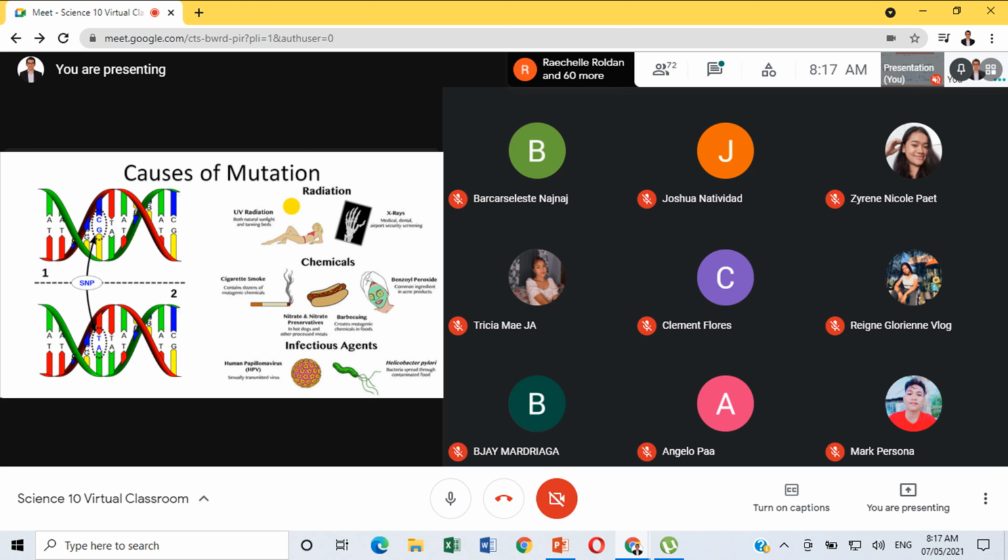Mutations often result in sterility or the lack of normal development in an organism. So if these mutations occur in human gametes, they can cause birth defects. If they occur in body cells, the mutations can lead to cancer.